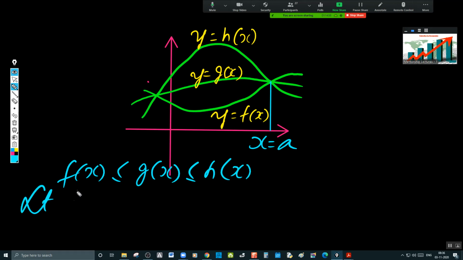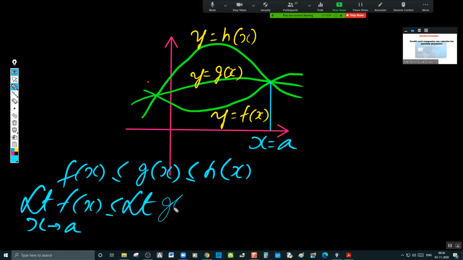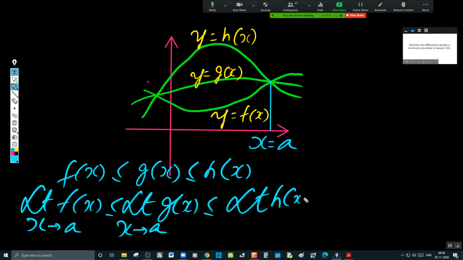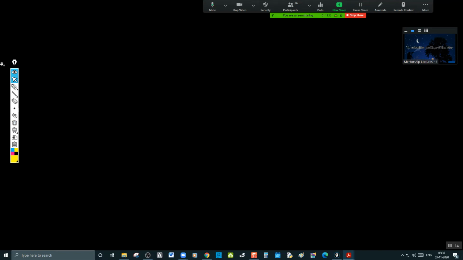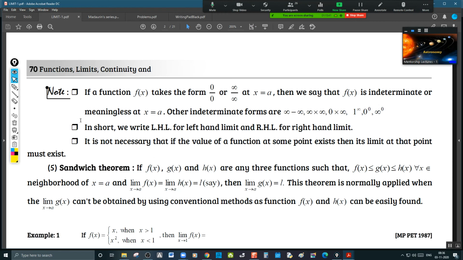Then we apply the limit: limit of f of x as x tends to a is less than or equal to limit of g of x as x tends to a, which is less than or equal to limit of h of x as x tends to a. If the outer values are both L, then the middle one also takes the value L. This is nothing but the sandwich theorem. Wherever it comes, you can comfortably apply this sandwich theorem. This is what the sandwich theorem is.